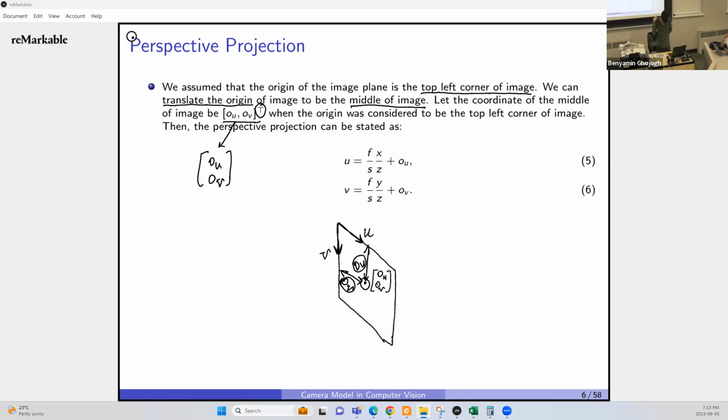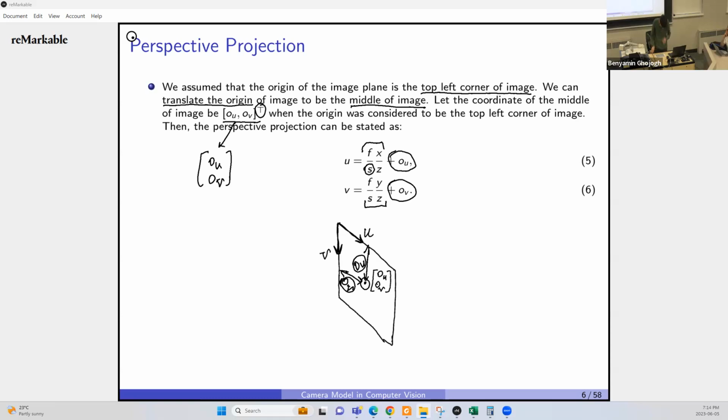Therefore, in order to have this translation, I can add OU and OV on the right-hand side of what I had. And OU and OV are in terms of pixels. Why? Because we talked about it. By division by S, this became in terms of pixels. This also became in terms of pixels. So we have OU, we have OV, we have F over S, and we will see what these are.